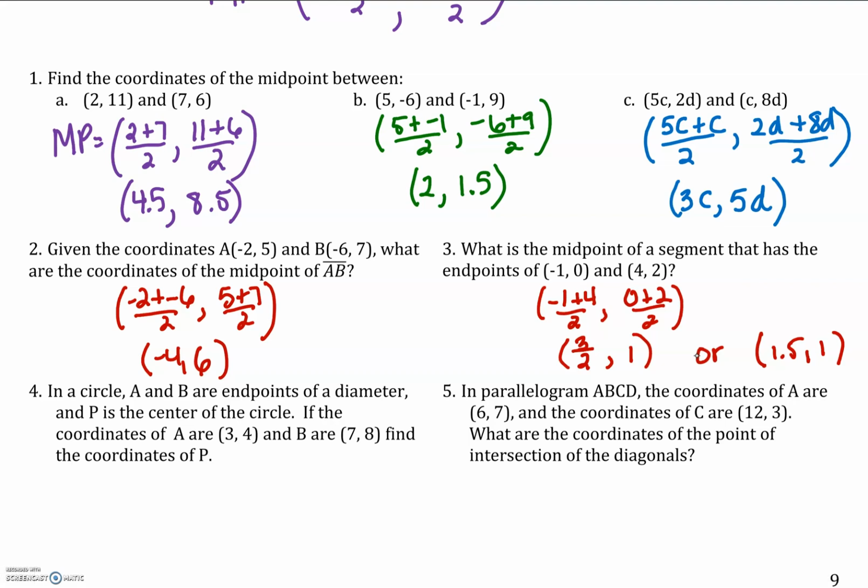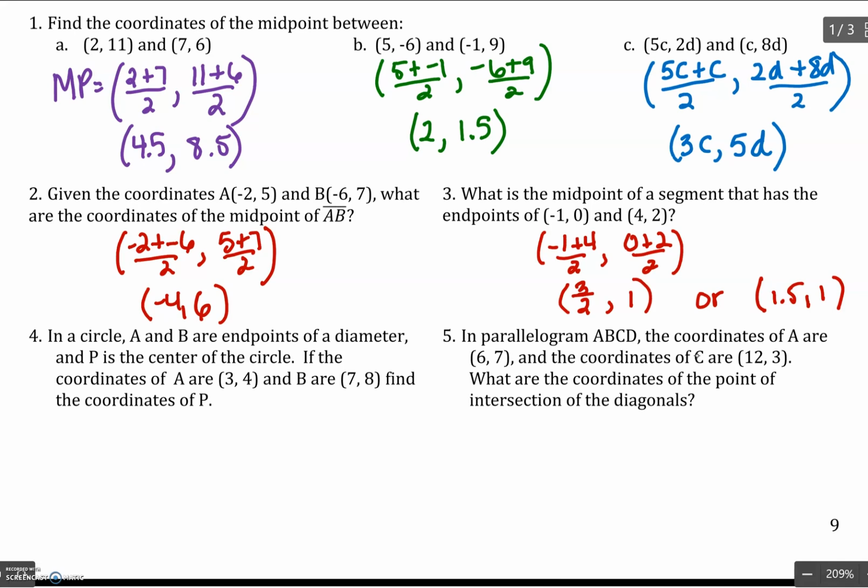Now, number 4 is a midpoint question in disguise. It's talking about a circle, and it's saying that A and B are endpoints of a diameter. A diameter is a segment that goes through the middle of a circle. And so if that's the case, then the middle of the circle, called the center, is the midpoint.